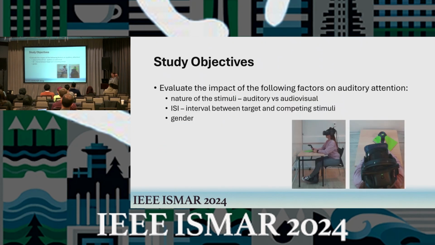Now, the study objectives for my paper were to evaluate three different factors. First one was the nature of the stimuli, so I was comparing auditory and audiovisual stimuli. Again, this is an auditory task, so that's why I kept audio in both components here, so there's always an audio item. I also compared the ISI, which is the interval between the target and the competing stimuli. So again, we have an auditory attention task, and we're gonna have the target information, which is what the user needs to pay attention to, and also competing stimuli to distract the user. And the last one was gender.